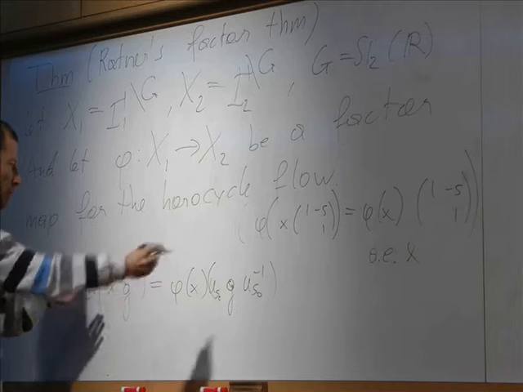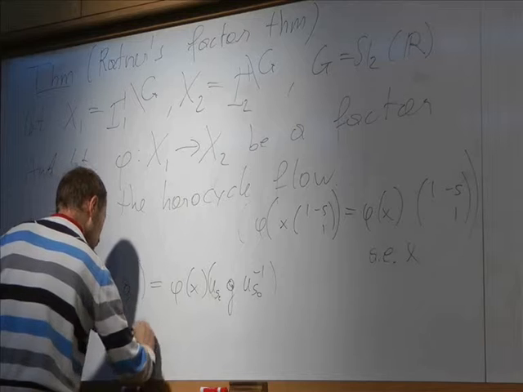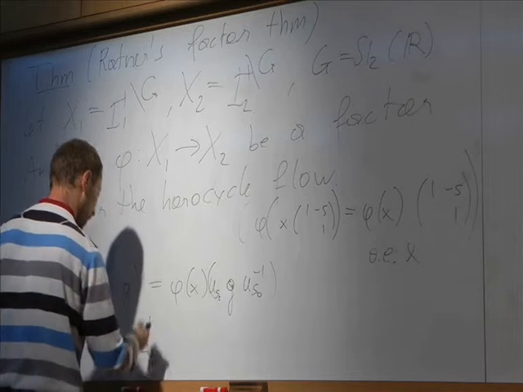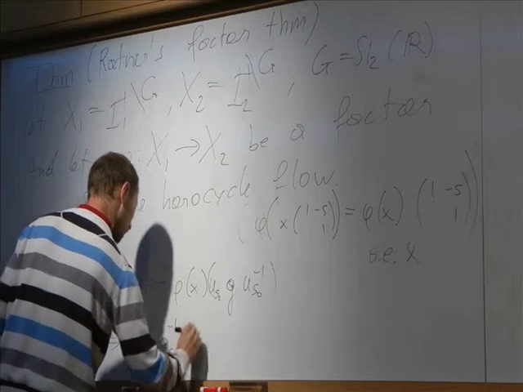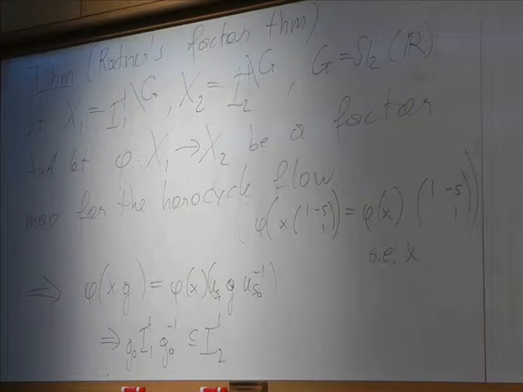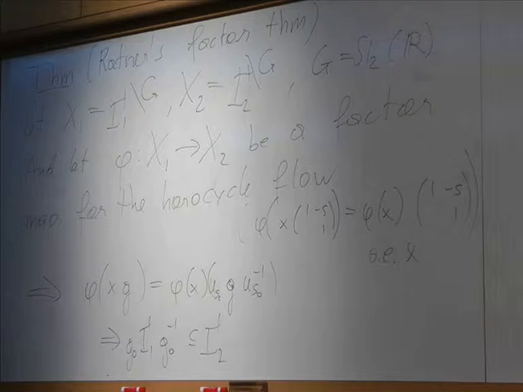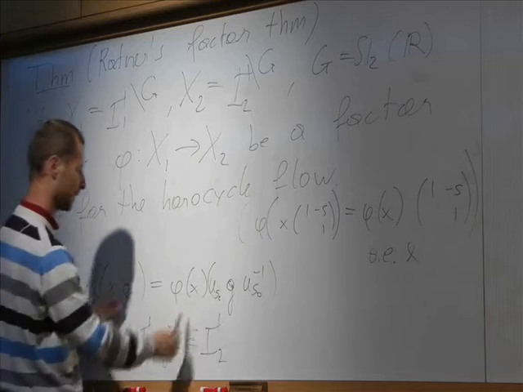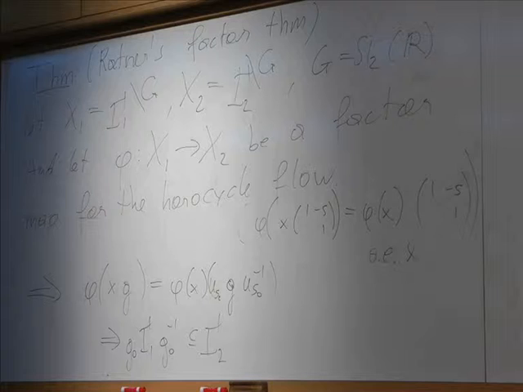And once you have this equation, you can obtain further information. Gamma 1 conjugated by some G naught is contained in gamma 2. So the lattices are not that different. That's a conclusion of the theorem. So not only is the map always very nice, the lattices need to be very closely related, or otherwise you can't have such a vector map.